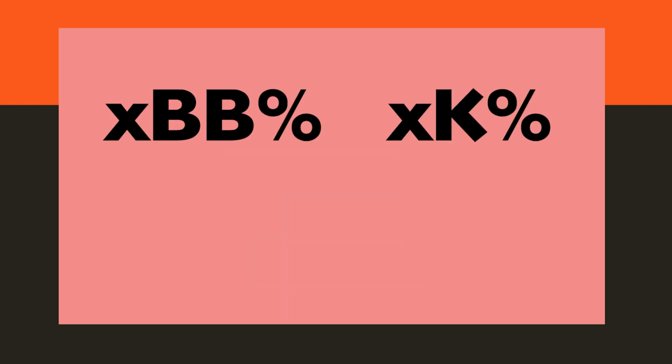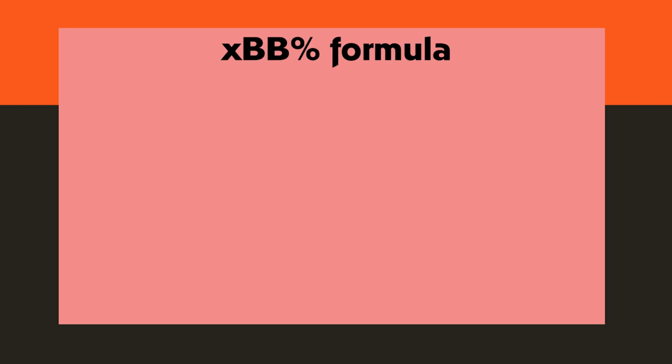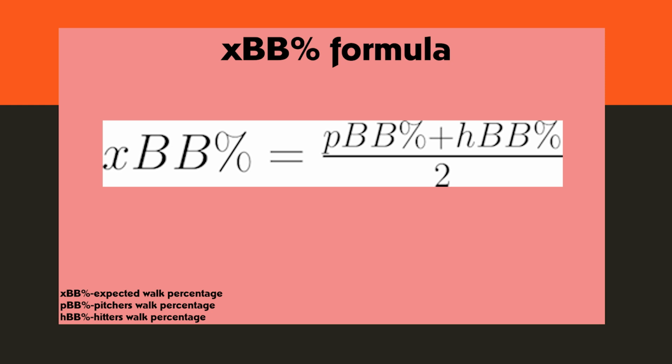So of course, the most important thing to know is how you find each of these percentages. I started off finding walk percentage and strikeout percentage because non-batted balls seemed much easier to handle. For walk percentage, you find a simple average between the pitcher and the hitter. That's as simple as it gets, and that is about to be the core of where this statistic goes.